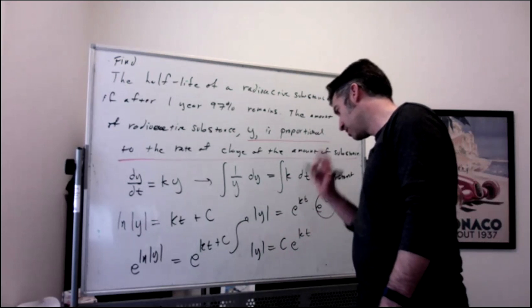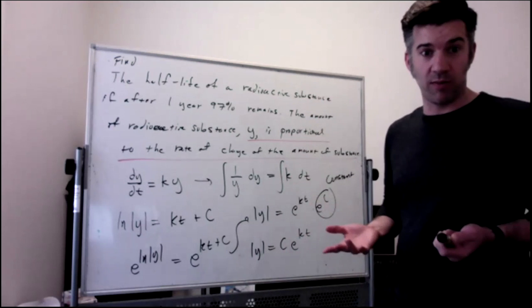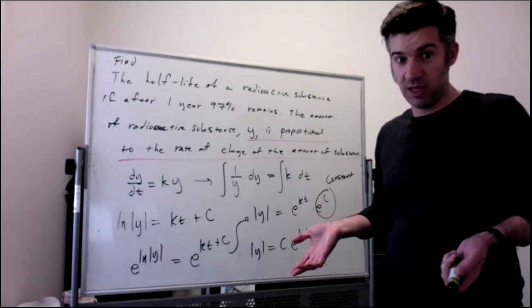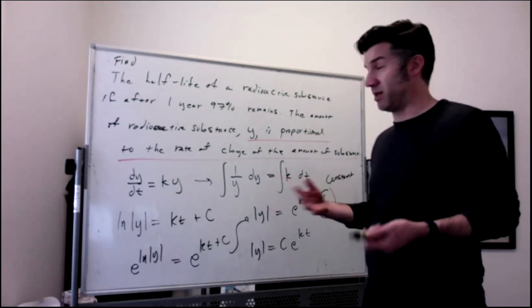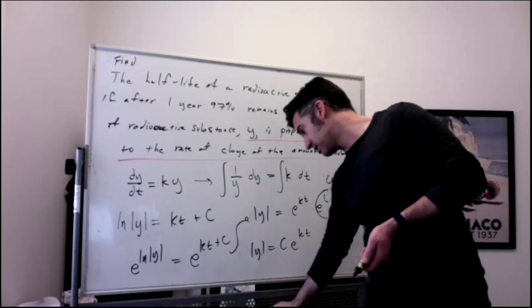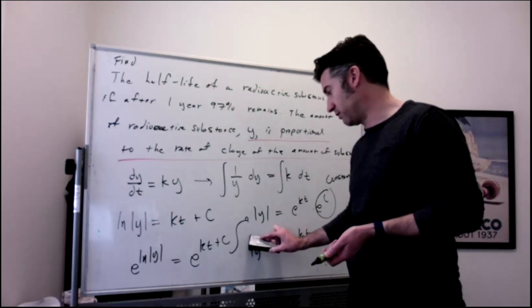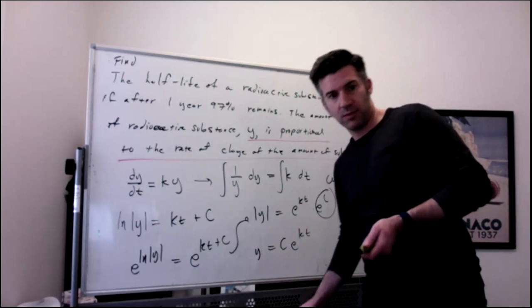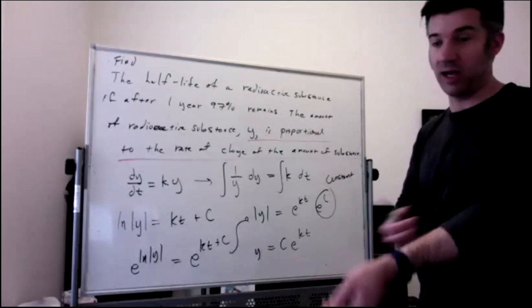Now, in this particular problem, y is always positive, because we're talking about the amount of stuff, which is never negative. So in this case, you can drop the absolute value. Sometimes it's more of a question we have to actually look at.